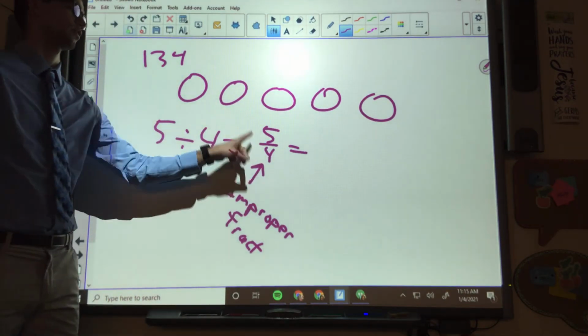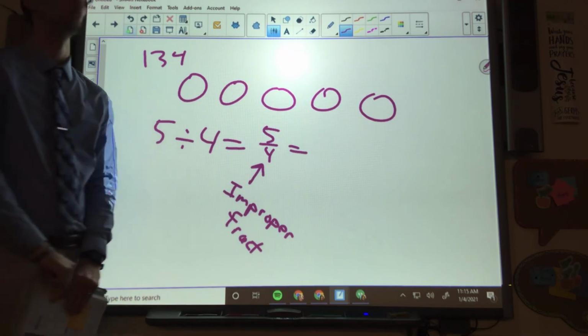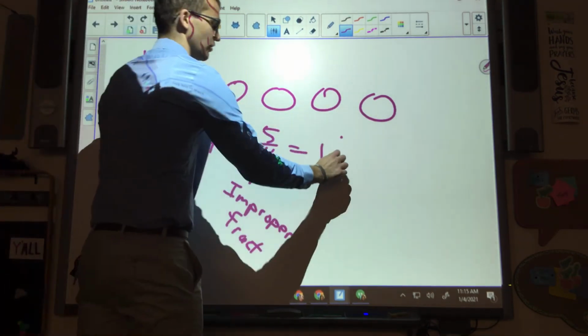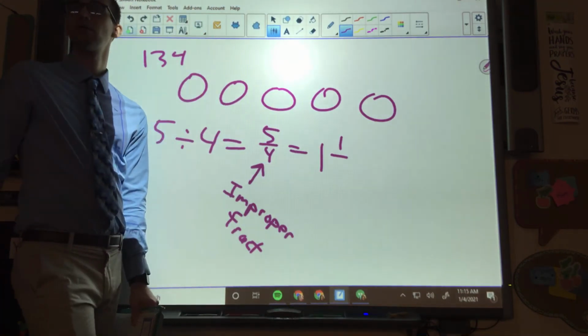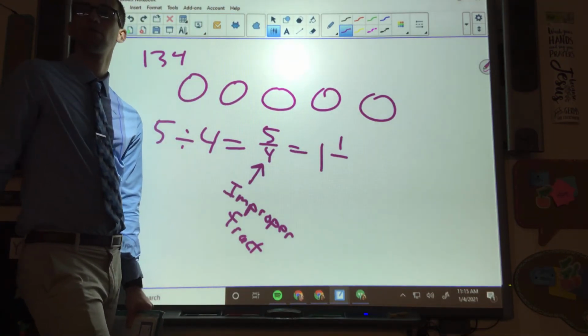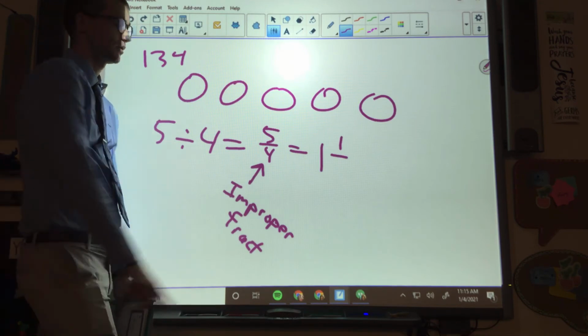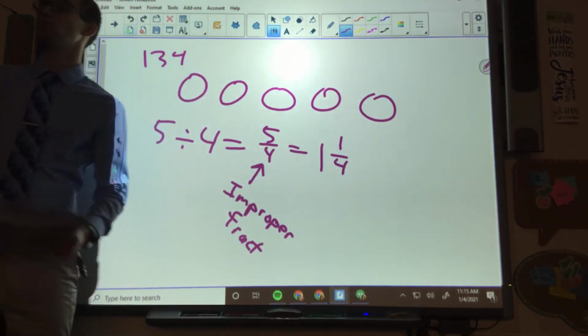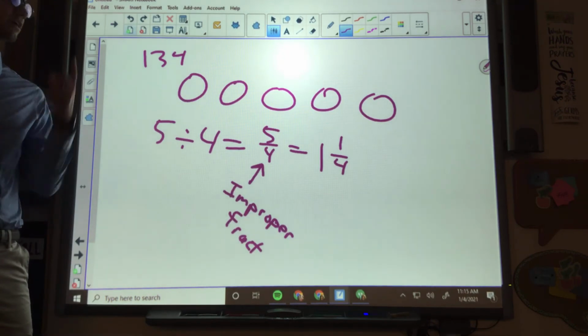Think how many times is 4 going into 5? 1. And how much do you have left over? 1. And it's over what? Which one? What's it over? 4. Whatever the denominator is here, 4, that's what the denominator stays. 1 and 1/4.